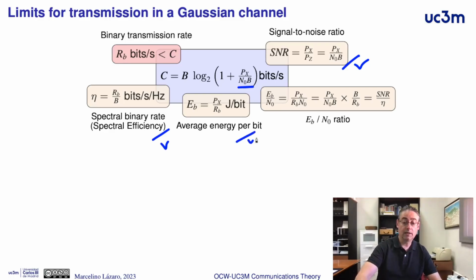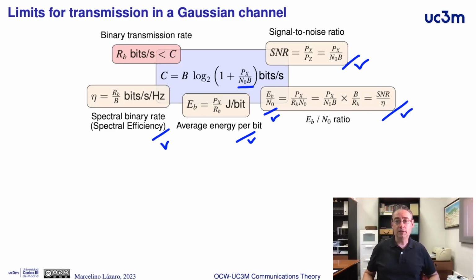We can define the average or the mean energy per bit as the ratio between the signal power and the binary rate, and it's very common to use the mean energy per bit over N0 ratio, and this ratio can be written as the ratio between the signal-to-noise ratio and the spectral efficiency.